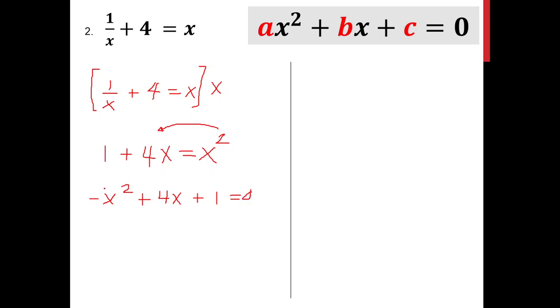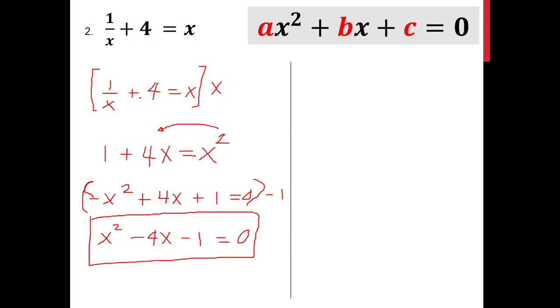Now, as you notice, your first term has a negative sign, so you need to convert that one into positive by multiplying the entire equation by negative 1. Negative 1 times negative x squared is x squared. Negative 4 times negative 1 is negative 4x. Negative 1 times 1 is negative 1, equals 0. So this will be our transformed quadratic equation from this rational algebraic expression.